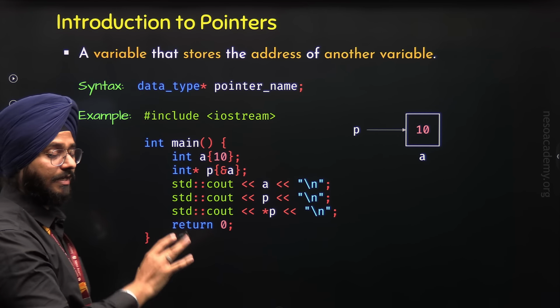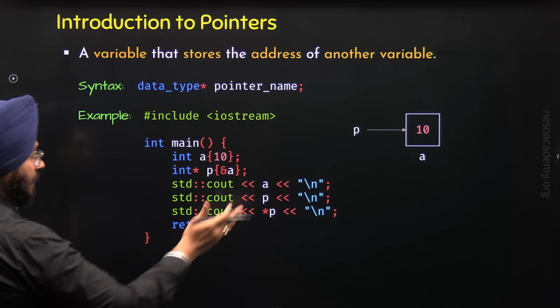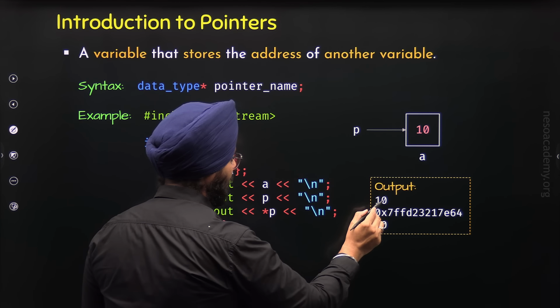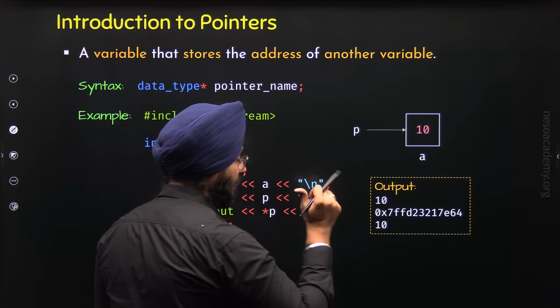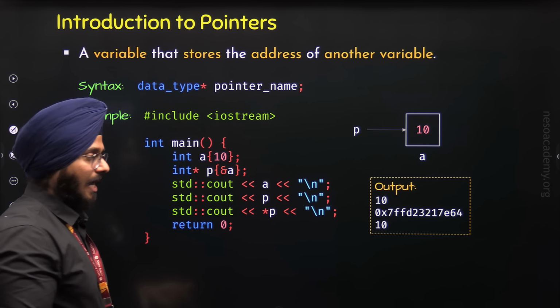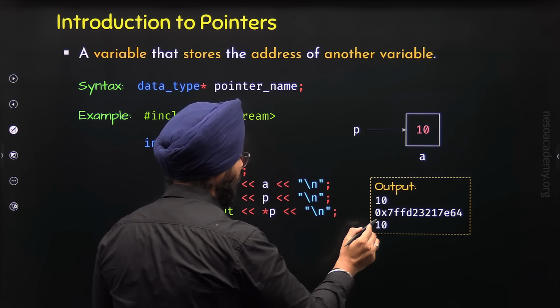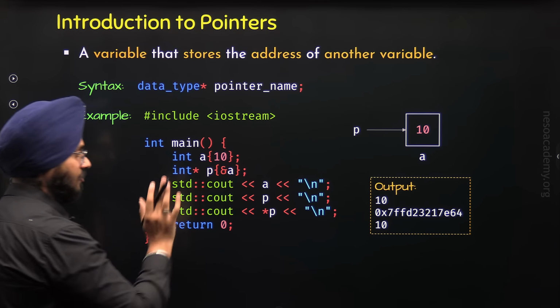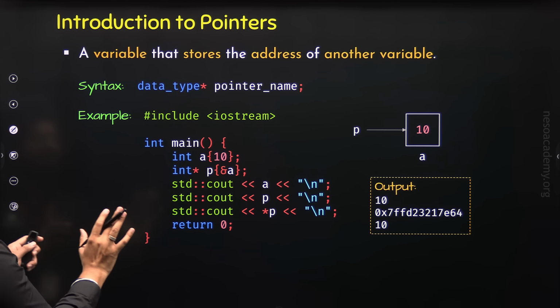I hope this idea is clear to you. So when we execute this program, we will get the output 10, then the address of variable a. This address can be different on your machine. I am getting this address on my machine. After this, we will get 10 because of this *p. I hope this program is completely clear to you.